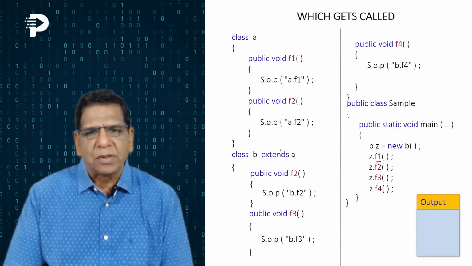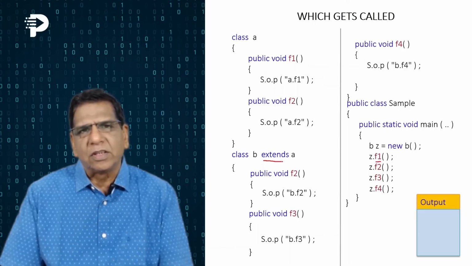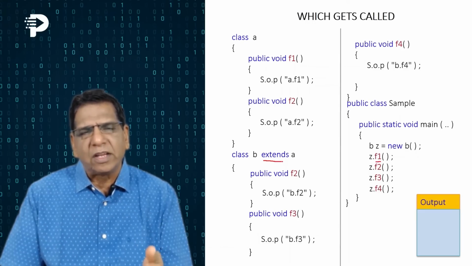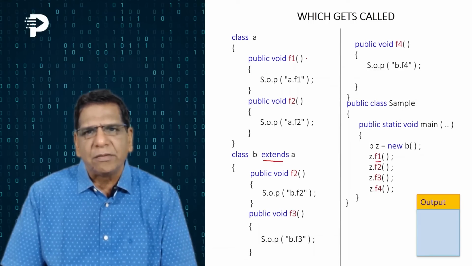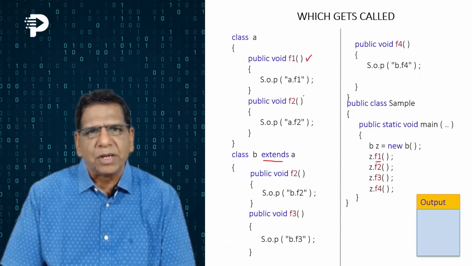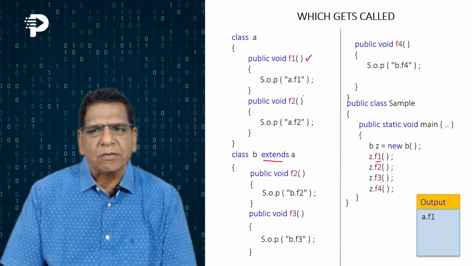That is the purpose of inheritance. Firstly, the function would be searched in the derived class B, and since it is not found there, the search will be extended to the base class A, and here f1 is indeed found. That is why a.f1 is bound to get printed out. So in the output, we will get a.f1 printed out.